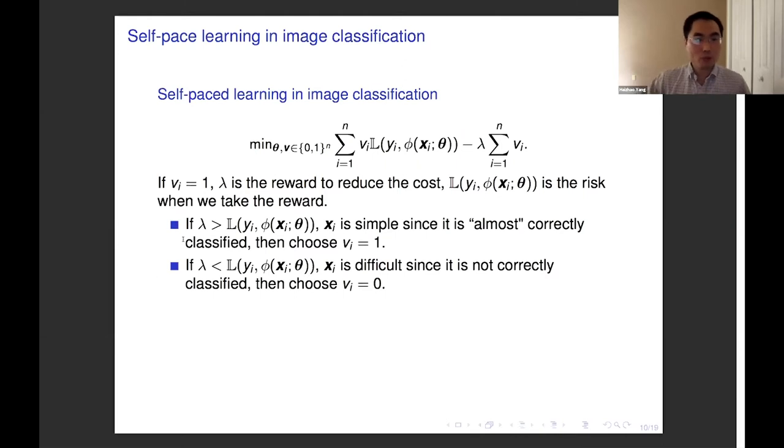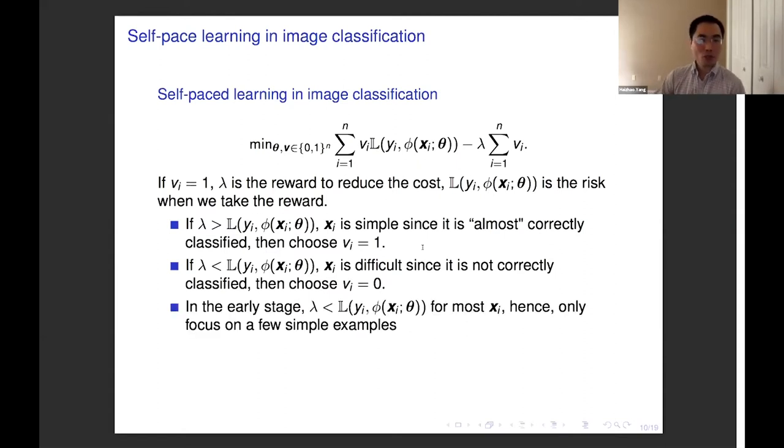For example, if the reward is greater than the risk, then it means that this example is simple because it's almost correctly classified because the mistake here is small. So we choose vi equal to 1 and we include this simple example in the loss function. If the reward is less than the risk, this means that the example might be challenging and we don't want to consider it at the early stage of the training. So we choose vi equal to 0.